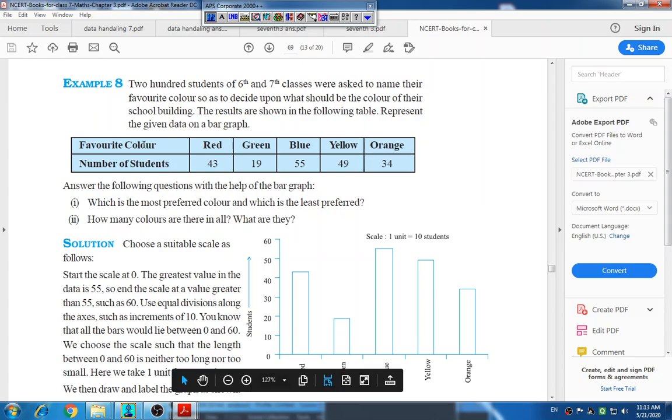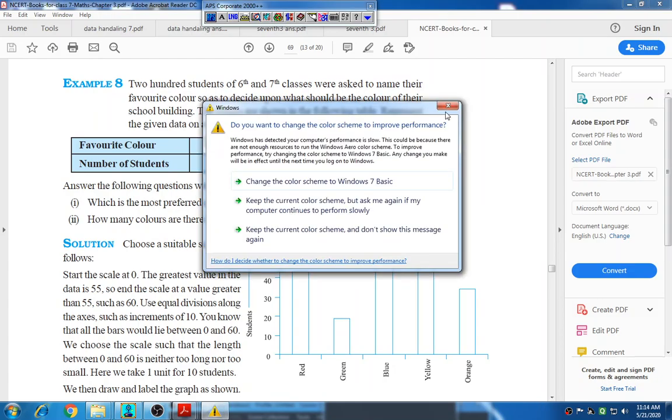So favorite color red, that means the favorite color of 43 students is red. The favorite color of 19 students is green. Favorite color of 55 students is blue. Favorite color of 49 students is yellow and the favorite color of 34 students is orange. So now we have to give the answers of the following questions with the help of a bar graph.